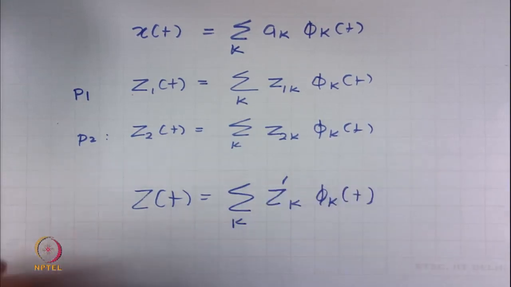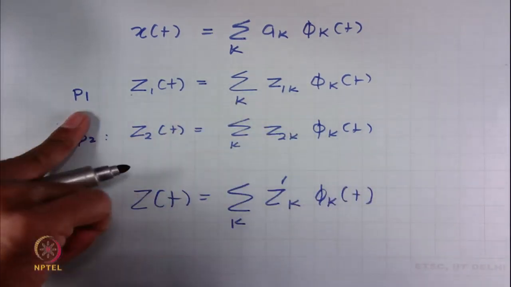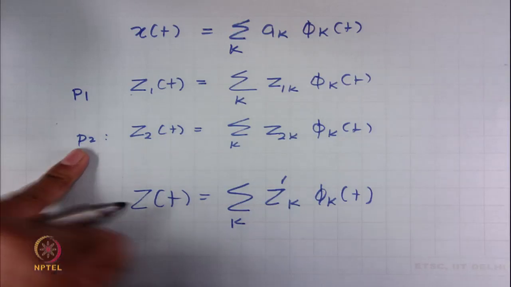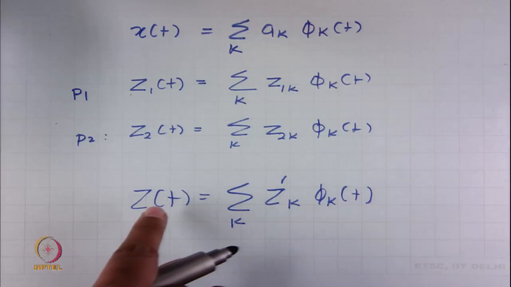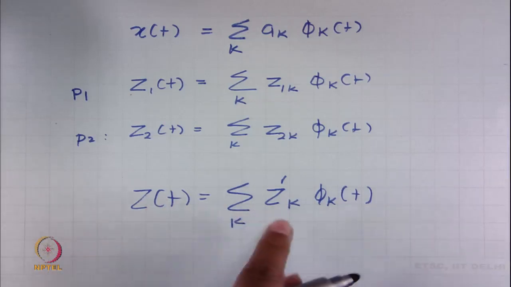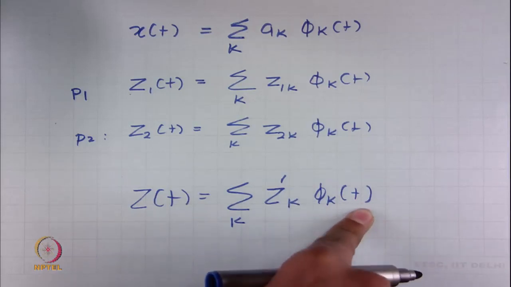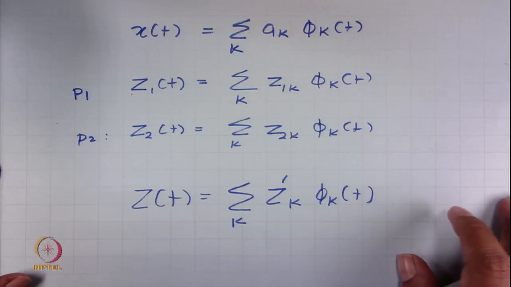So, zk is a random variable. It tells me that z1k happens with a probability p1, z2k happens with a probability p2. So, this is a random variable. So, I can express a random process as a sum of the random variables times orthogonal functions, or I can do an orthogonal expansion of my random process.